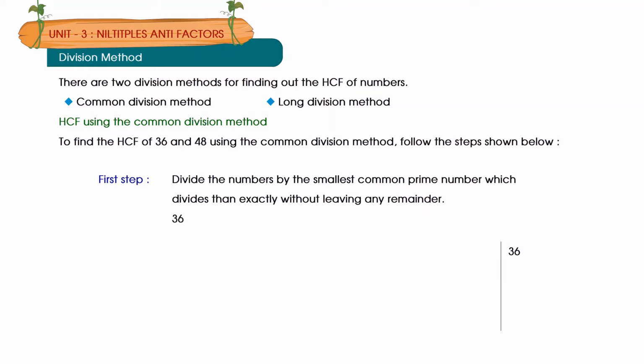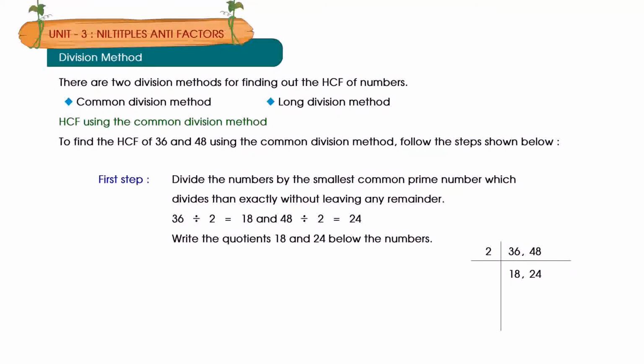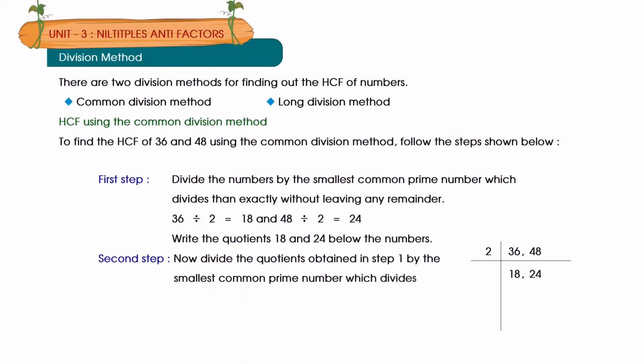36 divided by 2 is equal to 18 and 48 divided by 2 is equal to 24. Write the quotients 18 and 24 below the numbers. Second step. Now divide the quotients obtained in step 1 by the smallest common prime number, which divides them exactly without leaving any remainder. 18 divided by 2 is equal to 9 and 24 divided by 2 is equal to 12.